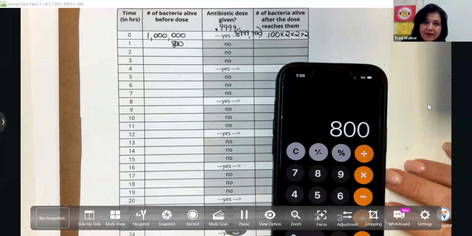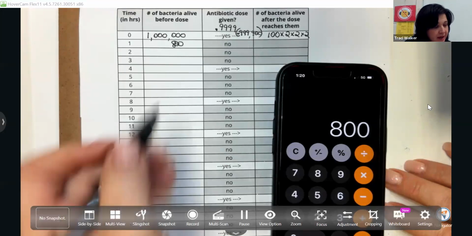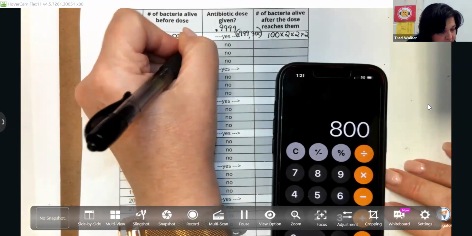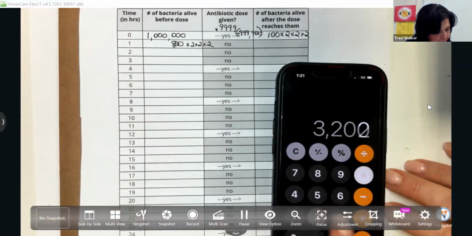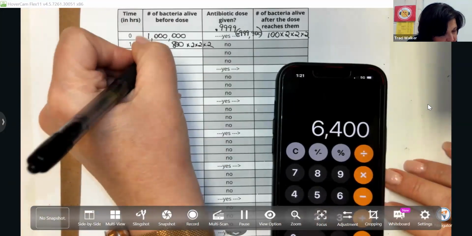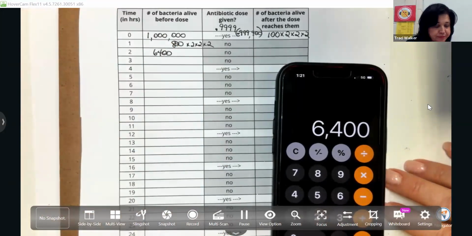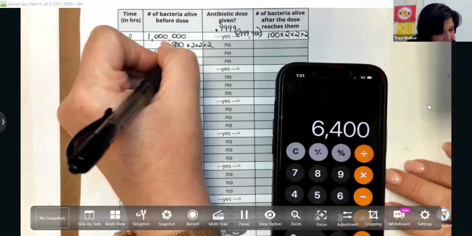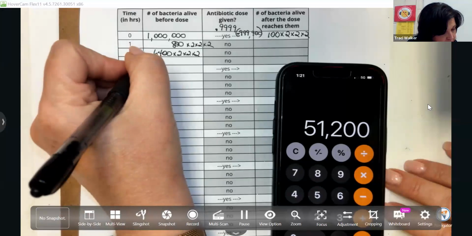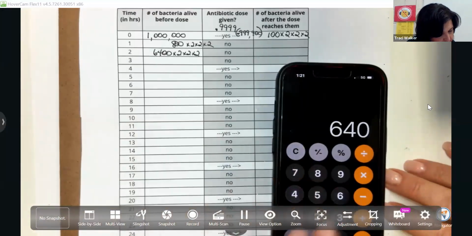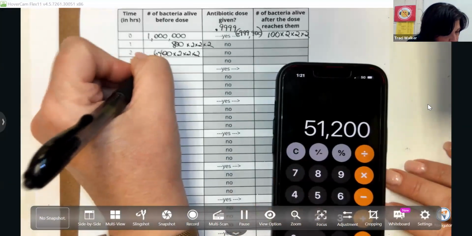Okay. Now we can't take our antibiotics every hour. We have to wait 4 hours. So in another hour, these 800 will replicate every 20 minutes. And in 2 hours, we'll have 6,400 bacteria. They're going to replicate every 20 minutes. And so in 3 hours, let me make sure I'm doing that right. Yeah, in 3 hours, we'll have 51,200.